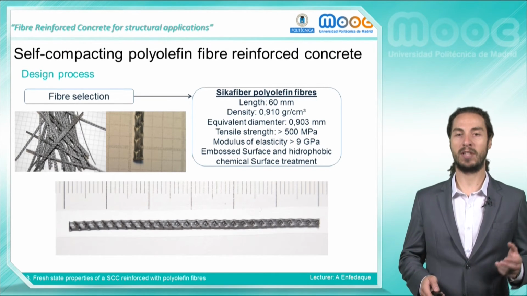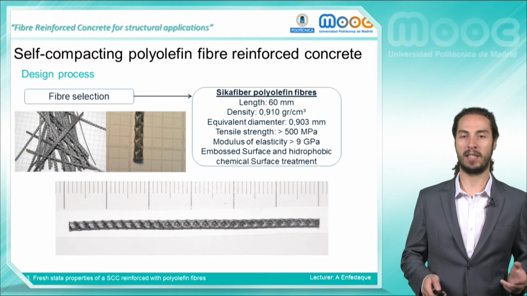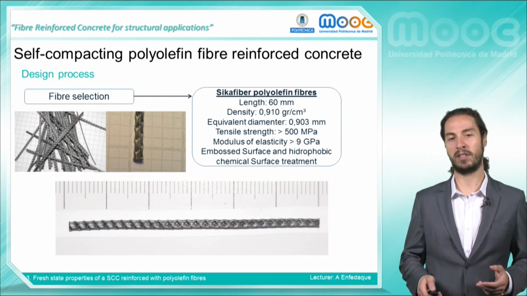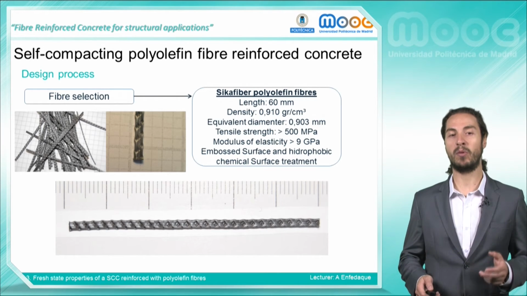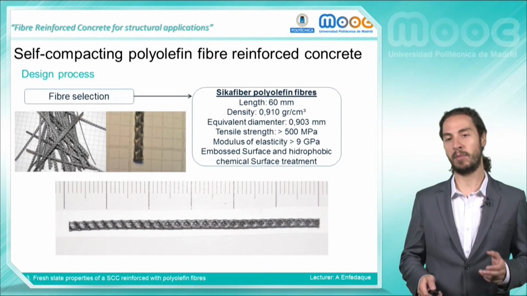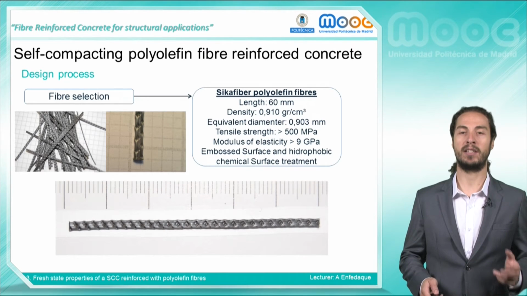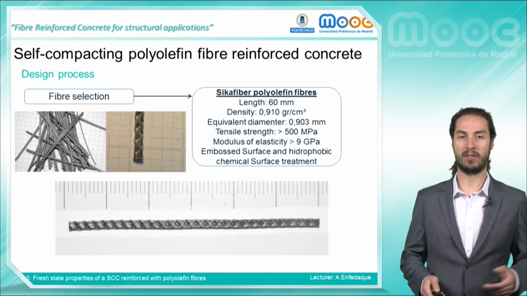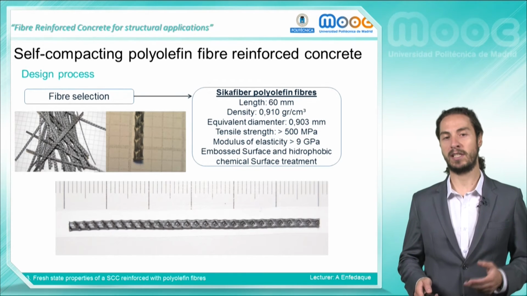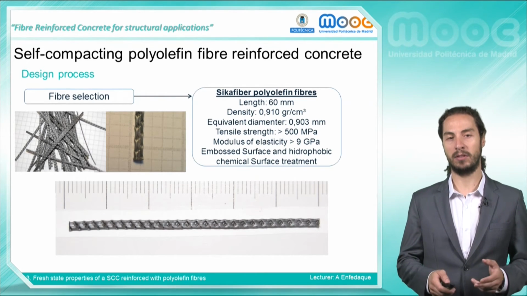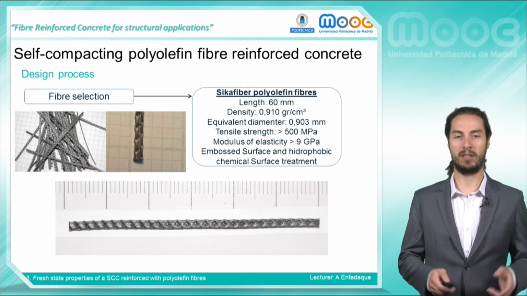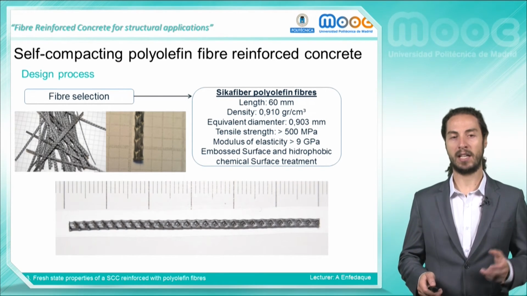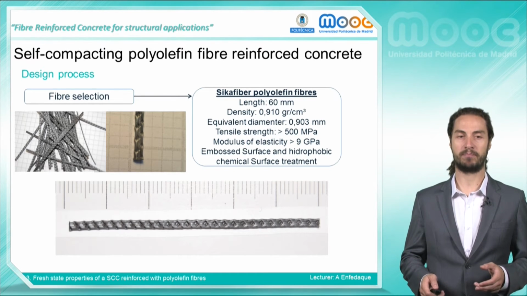It is important to highlight that the modulus of elasticity and the tensile strength are noticeably higher than in traditional plastic materials, reaching a modulus of elasticity above 9 gigapascals and a tensile strength higher than 500 megapascals. In addition, as can be seen in the pictures of the slide, the surface of the fibers is designed especially to increase the bond between the cement paste and the fibers. This has been achieved by using an embossed surface and a hydrophobic chemical treatment.